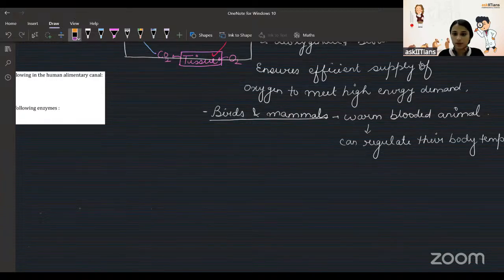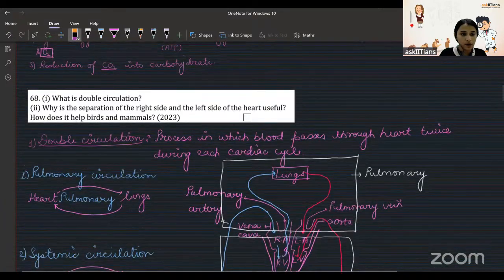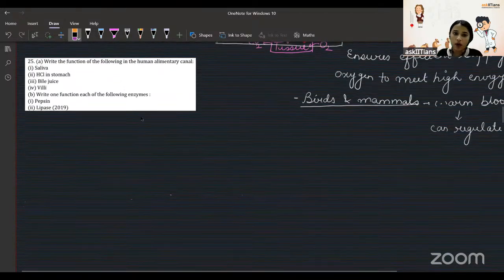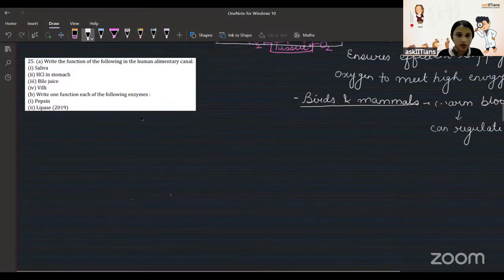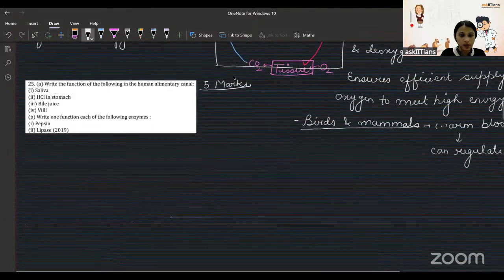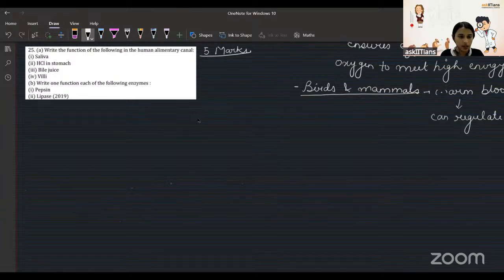Now this question: write the function of the following in human elementary canal. Again, this is a 5 marks question. And see, this question is really very important. All these questions are important. They have to explain the functions of all these.